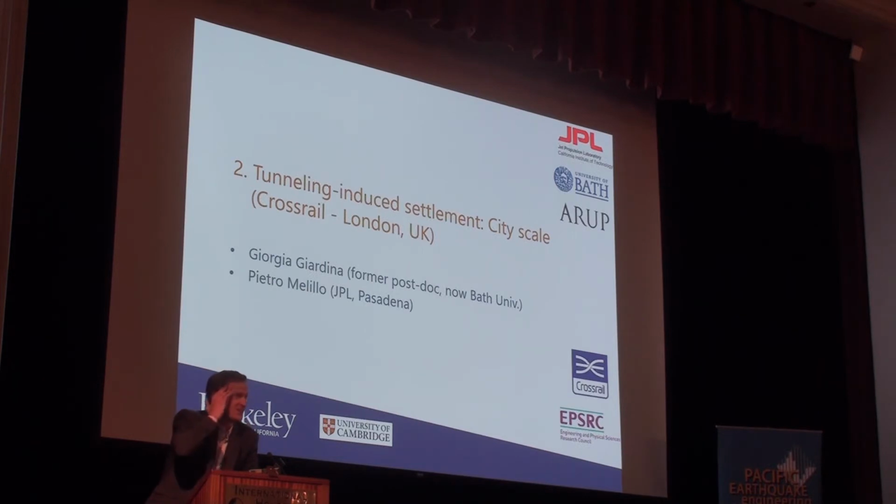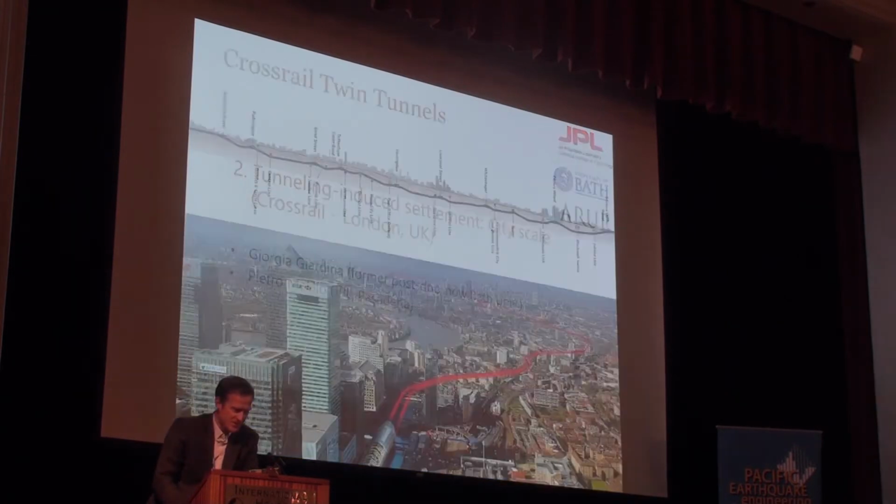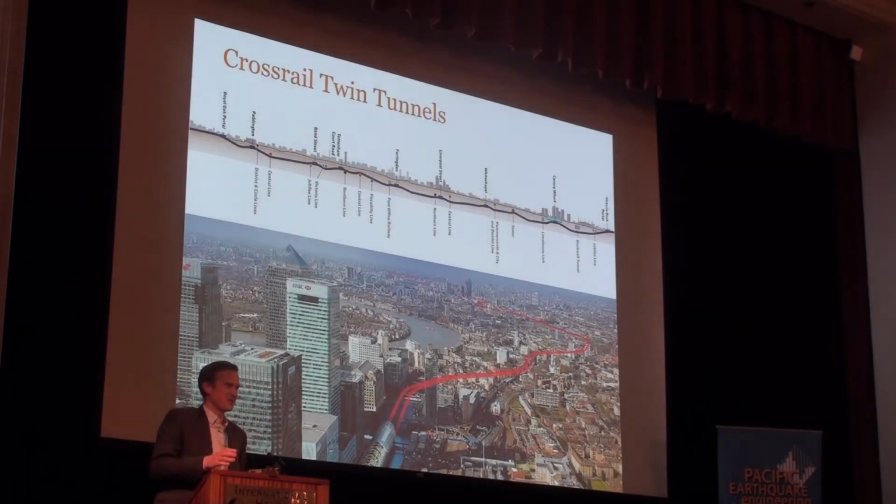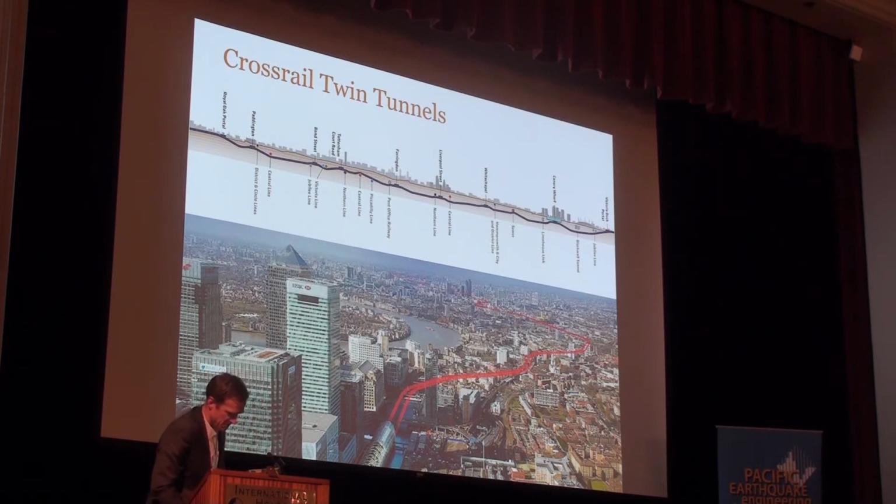We had a nice presentation yesterday from JPL looking at regional movements of the ground, but it's really impressive, I think, what we can now do at the building level with this InSAR technology. So this is using satellites, InSAR radar, to look at the ground settlement due to the Crossrail tunnel. So here the tunnel line is shown in red.